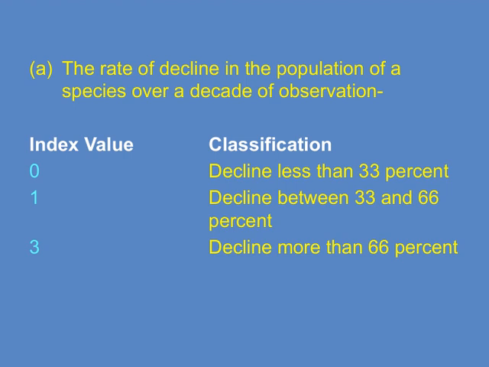Finally, an index value of 3 represents a decline of more than 66%, which is quite alarming and indicates a severe decline that warrants urgent conservation efforts. Understanding these classifications helps us gauge the severity of population declines and prioritize our conservation actions accordingly. This ties into our overall theme of monitoring and protecting vulnerable species before their declines become irreversible.